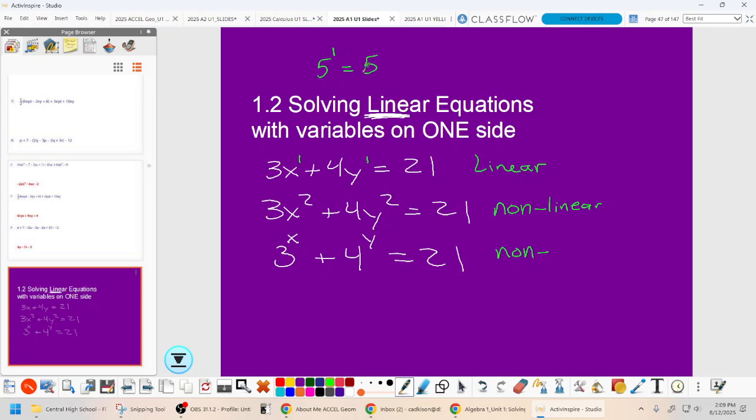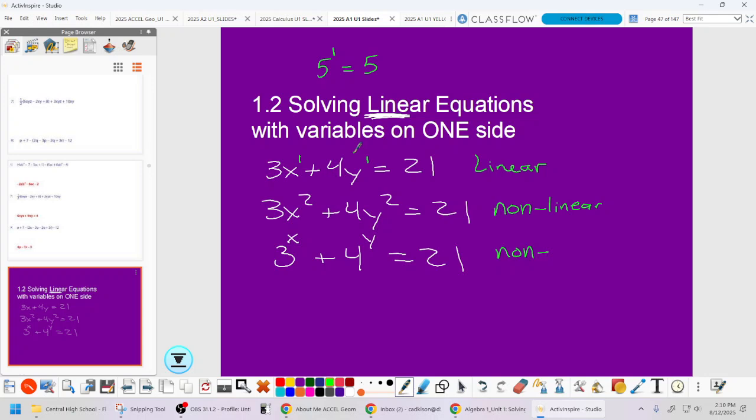It's just 5. So if you see a 5 by itself, you could think of it as 5 to the first power. Agreed? Yes. That's still true even on the letter. So x to the first is just x, y to the first is just y. So the way you know if an equation is linear is if all the variables have the power of 1. Or, like Caleb said, you can't see an exponent. If you can't see an exponent, it is linear.